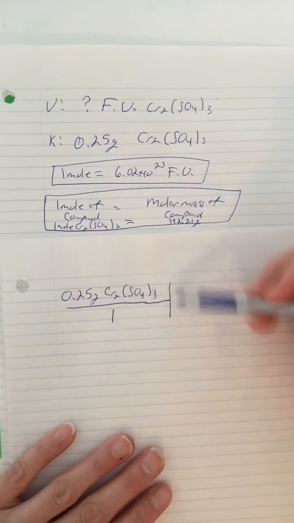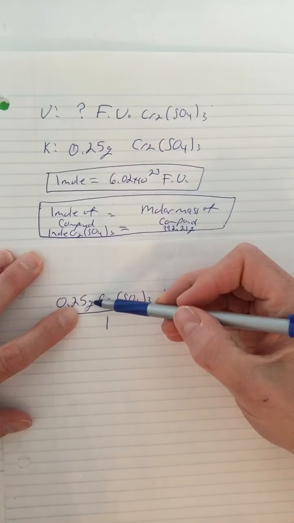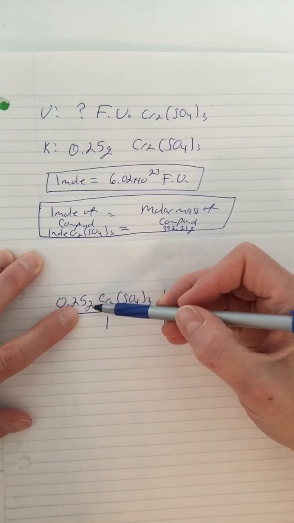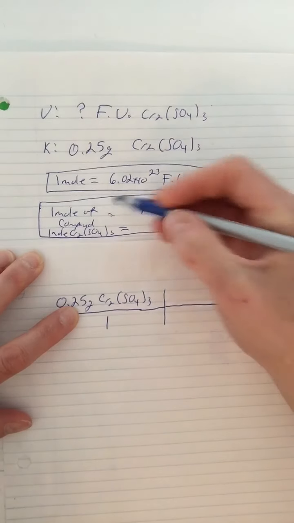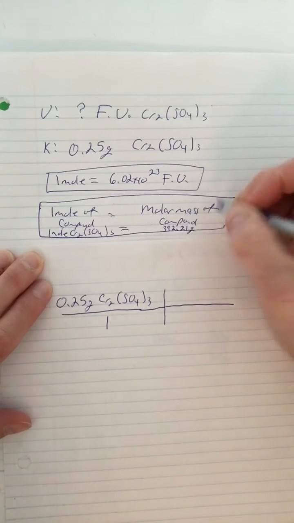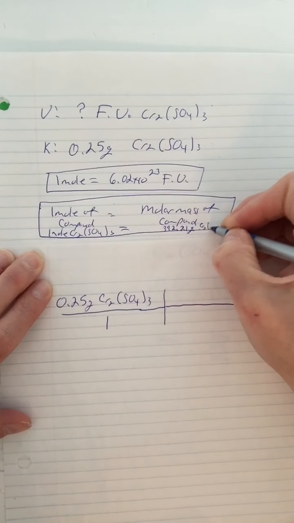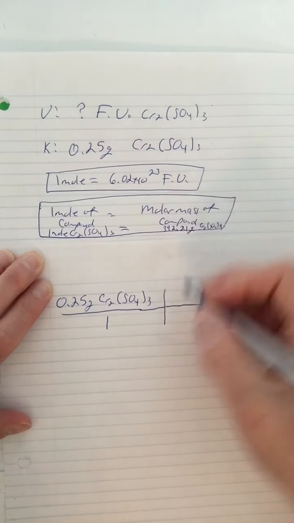How do I know who comes next? Well, same as always. I have to get rid of grams. Let the unit tell the story. So I have to put grams on the bottom. Which bunk bed pair has grams in it? This one does, right here. Grams of Cr2(SO4)3. I already got lazy, didn't write that. Okay, so he goes on the bottom.